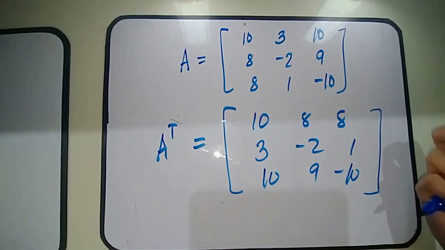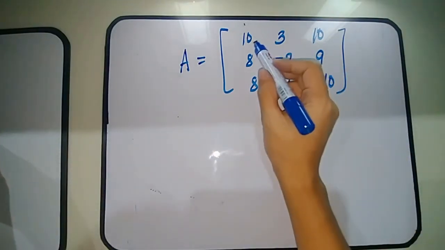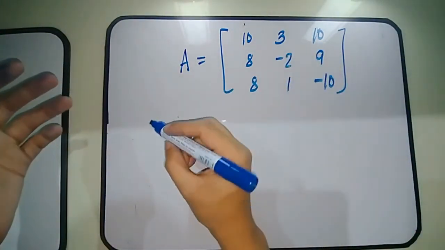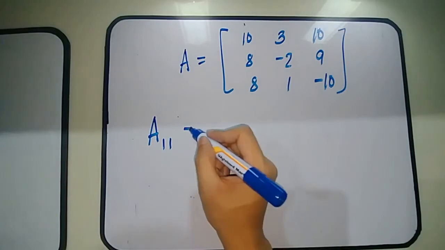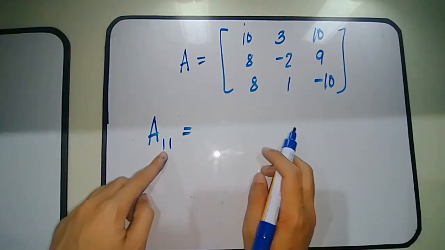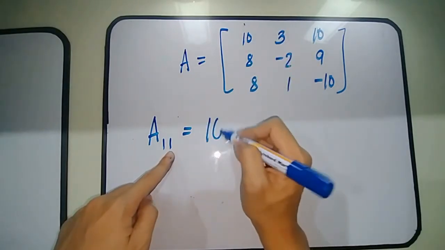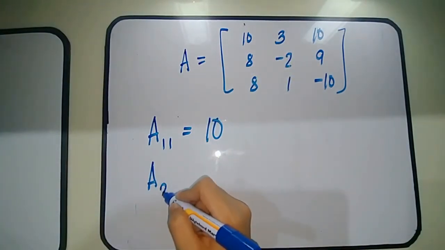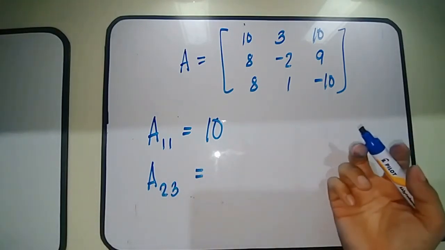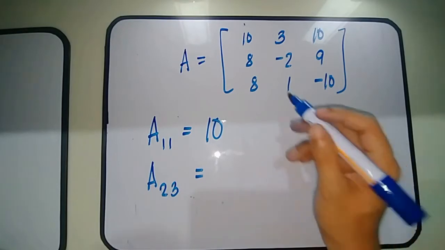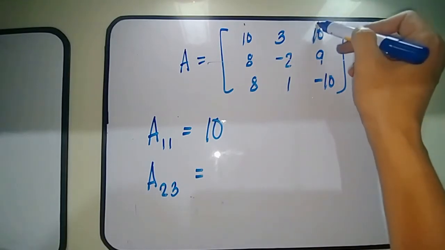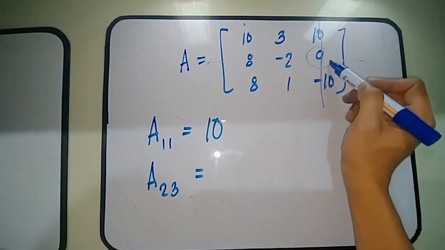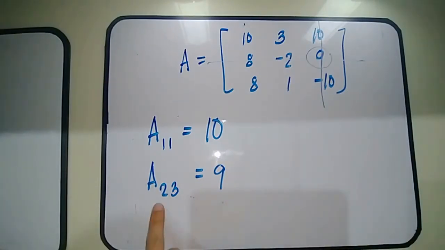What about the cofactor of an entry of a matrix? This element, guys, can be expressed in symbols. For example, A sub 1 1, without a comma. This means the element from the first row and first column, which is 10. Okay? That is the notation. Let's say second row, third column. We go to the second row, 1, 2, then the third column. What is the intersection? This one, 9. 9 is the element in the second row, third column. That is our notation.